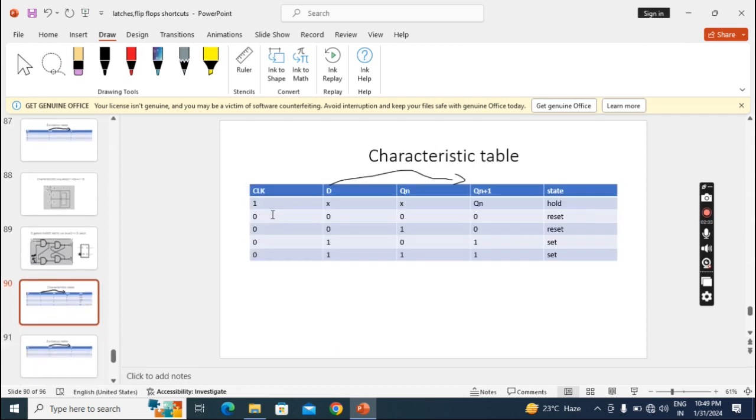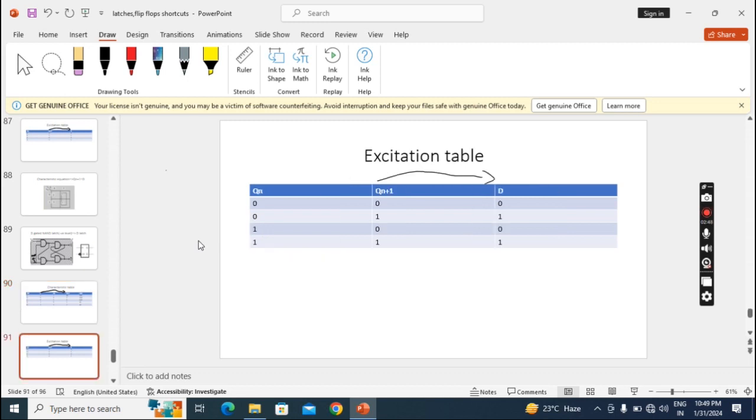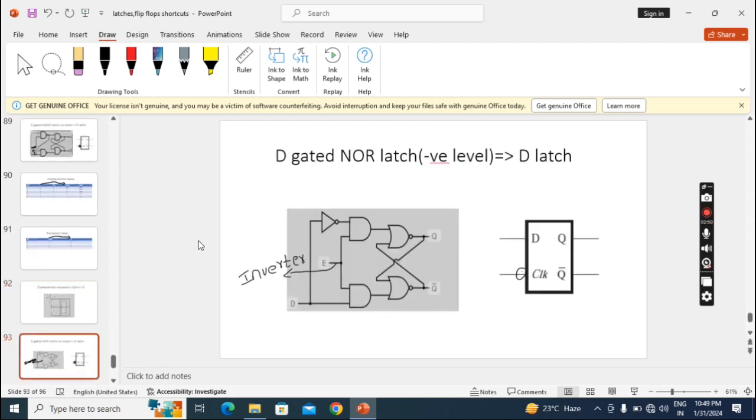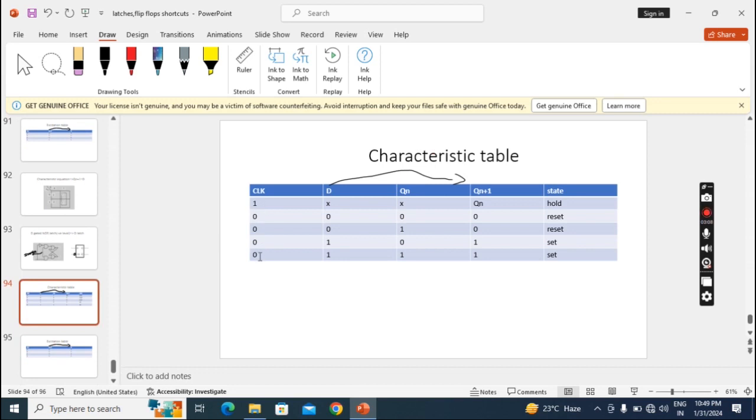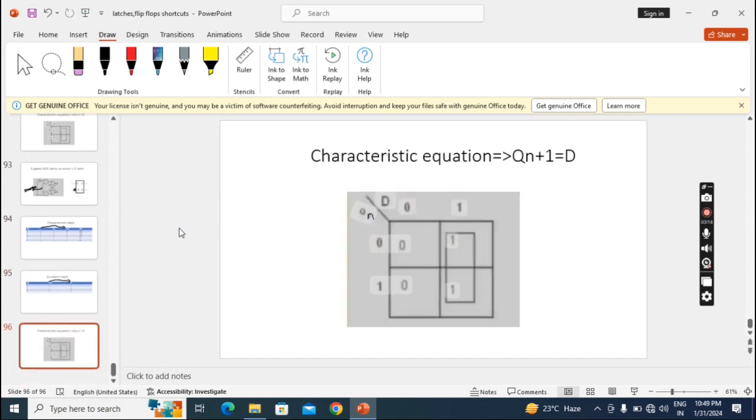In the characteristic table, simply these clock values we will change. Here previously 0, now it will become 1. Here these all become 0, previously all are 1s. This is the only change. Everything else is the same. Now with negative level NOR, here we keep an inverter and here we keep a bubble. Just this is the same as previous, and this is the same as previous, and this is the same as previous.